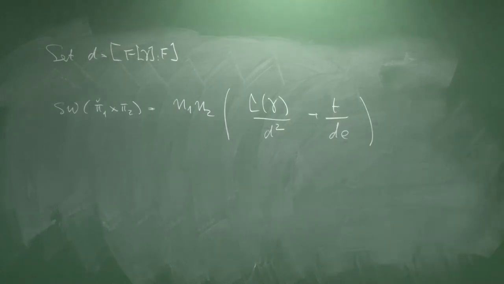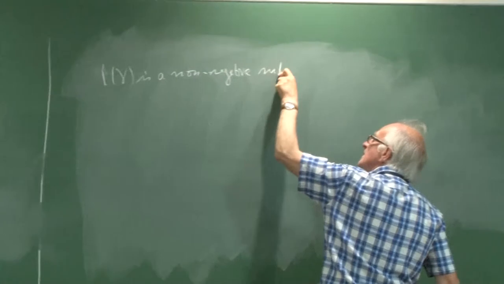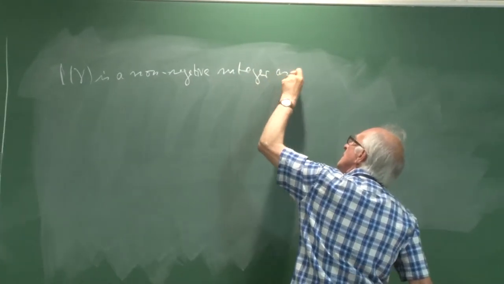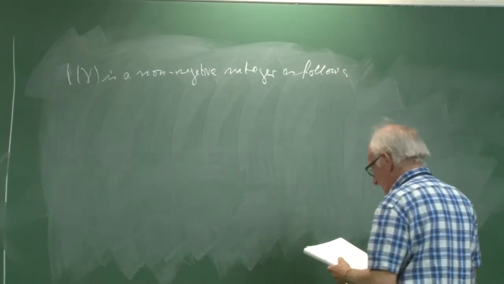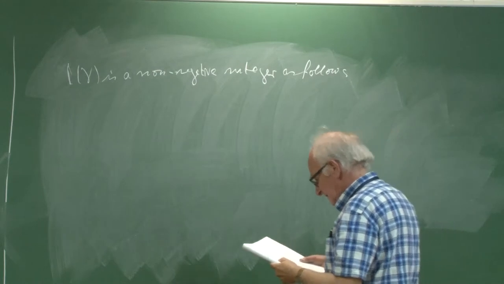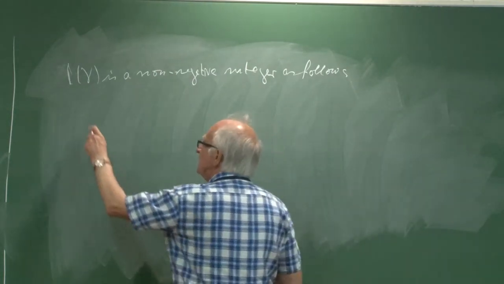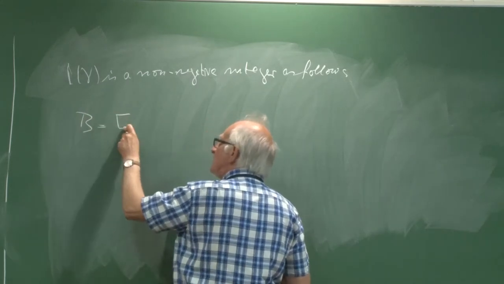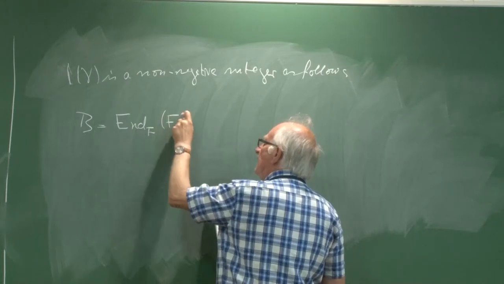Gamma, non-negative integer, as follows. Right, you've got an exact sequence. Let me say, V is the Fn morphisms. Gamma.